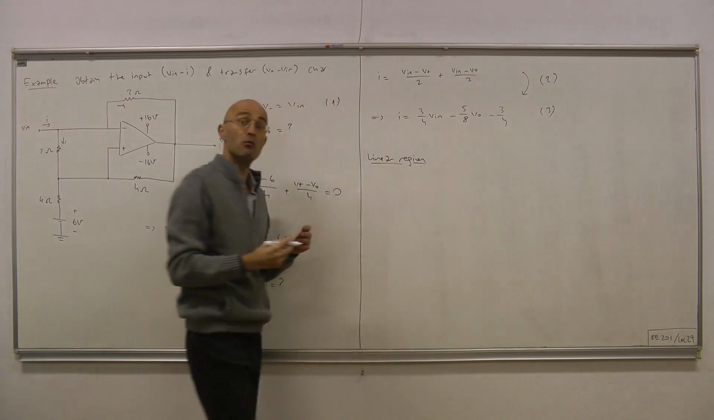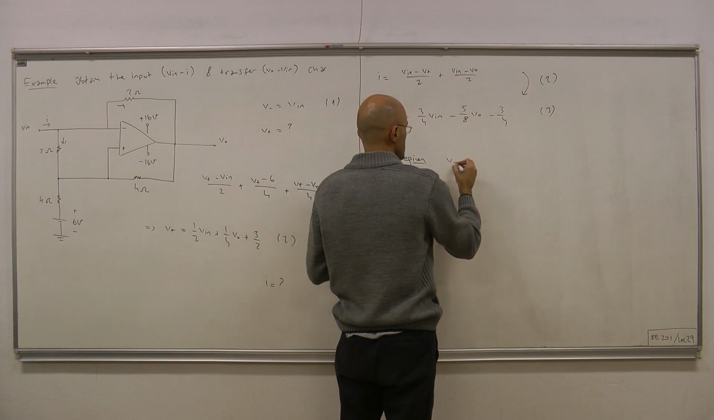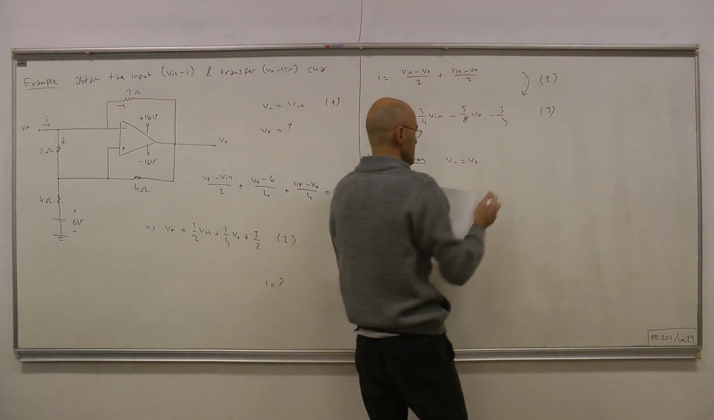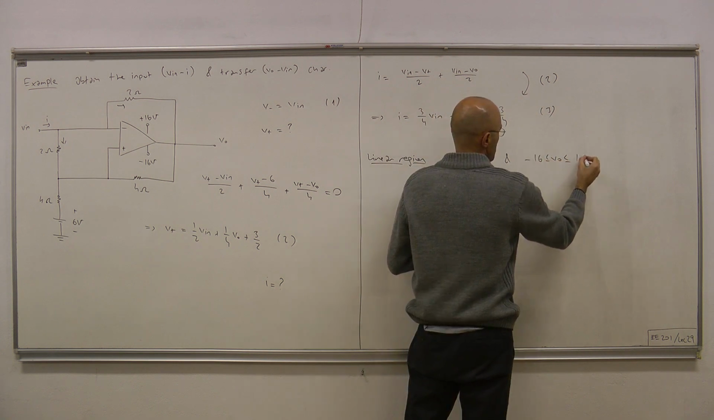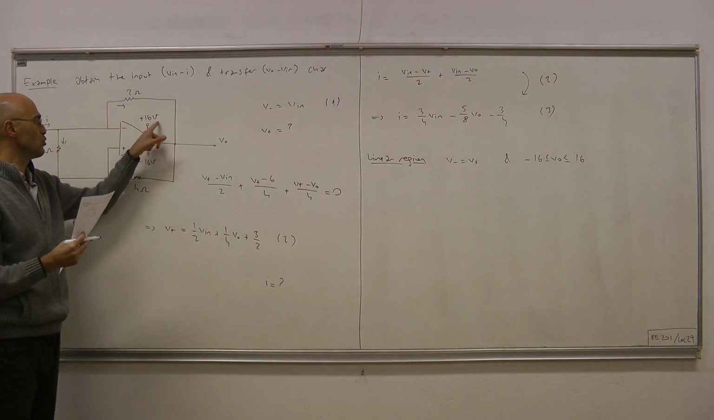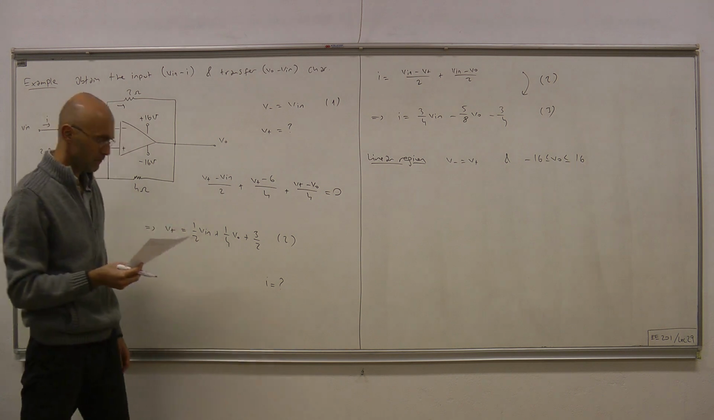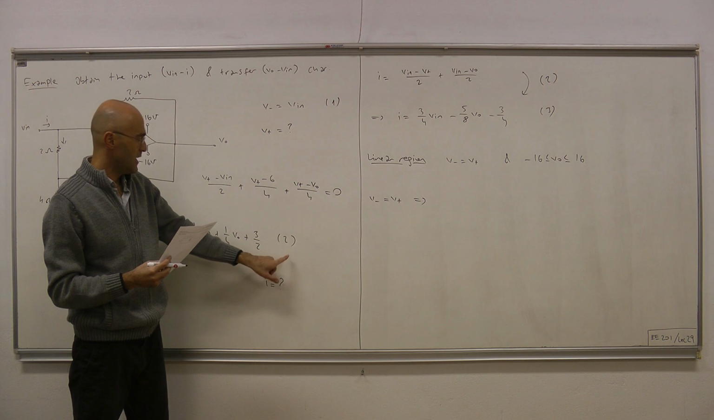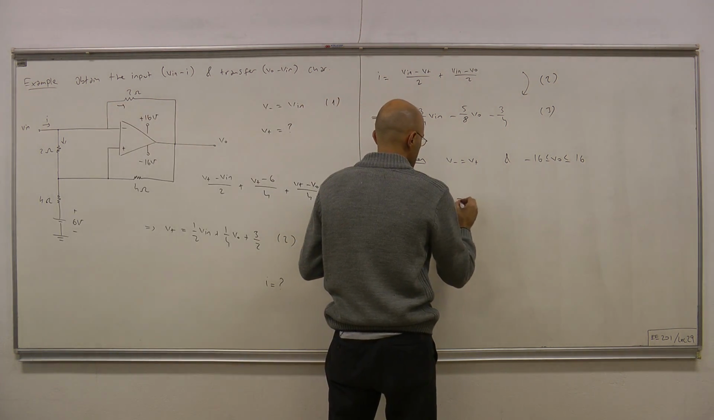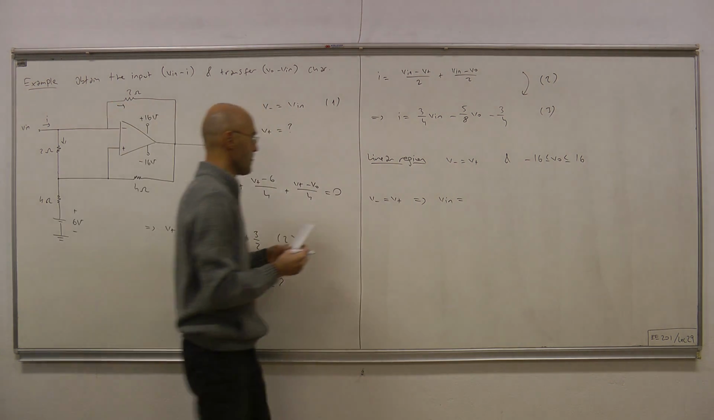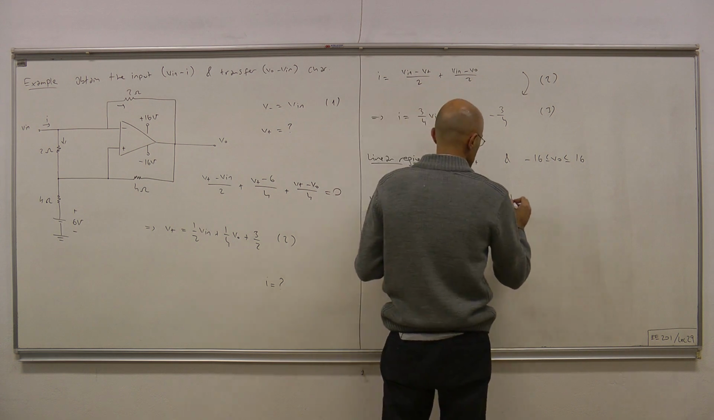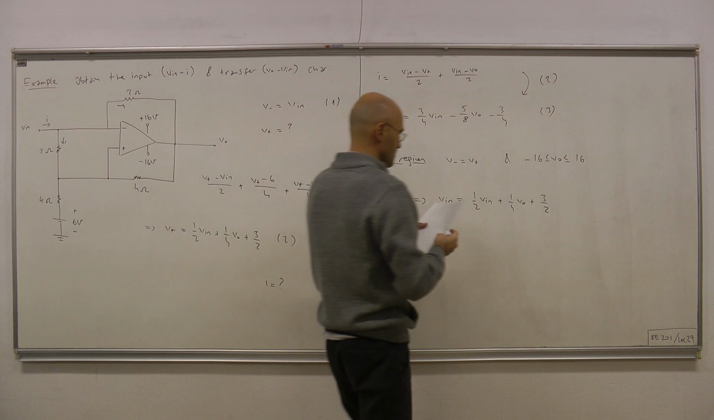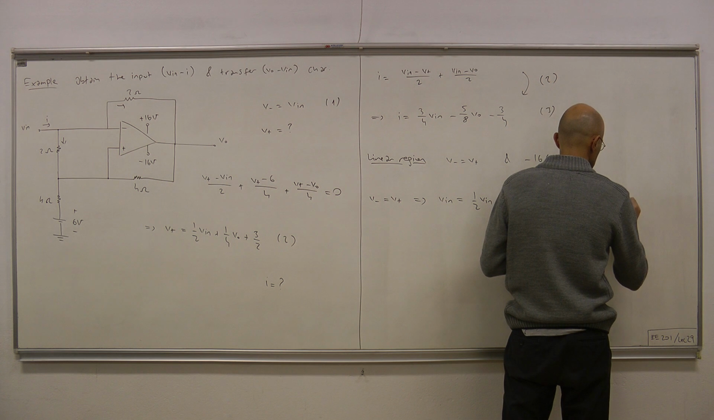Let's begin by usually the most interesting region, the linear region. What we have is the condition that V minus and V plus are equal, or their difference is zero, and the output voltage is between negative and positive saturation voltages. And for this example, they are given to be plus and minus 16. So V minus equals V plus. From equation 1 and equation 2, we immediately have V in equals 1 half V in plus 1 fourth V out plus 1.5. And that simplified gives us V out equals 2 V in minus 6.